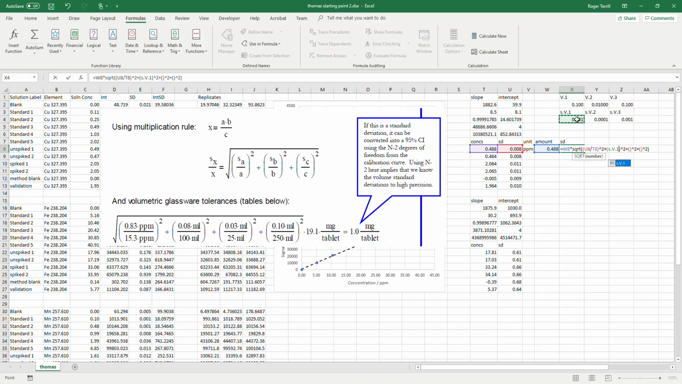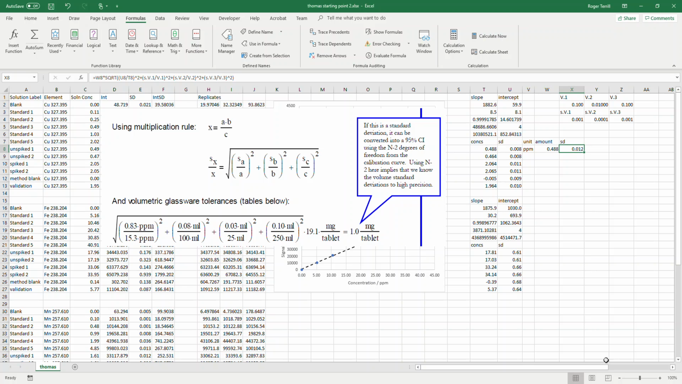Now we got that divided by that plus that divided by that plus that divided by that. Okay, now I'm going to hit enter, and that should do it. So this goes up from 0.08 to 0.012 there. I think that is correct.